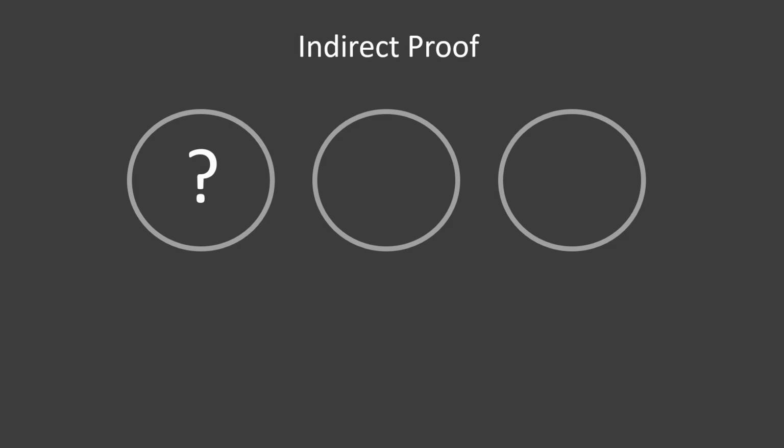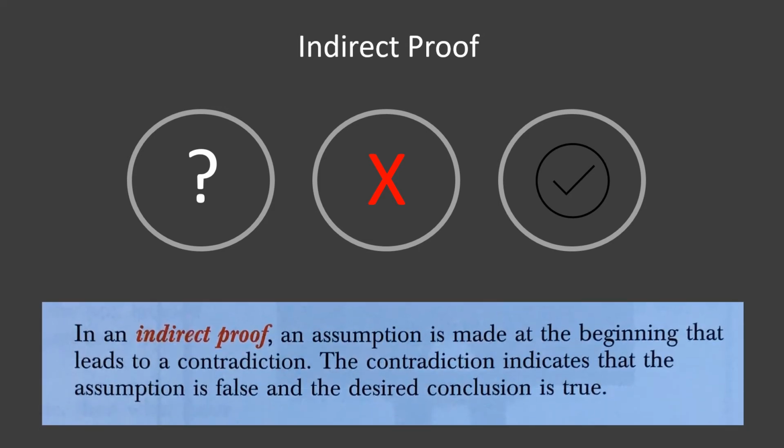So we need to make an assumption about a conclusion when we're working with indirect proofs, and then we're going to reason until we find a contradiction. Once we find that contradiction, we're going to state the desired conclusion. So essentially, an indirect proof is an assumption made at the beginning that will lead to a contradiction. The contradiction indicates that the assumption is false and the desired conclusion is true.